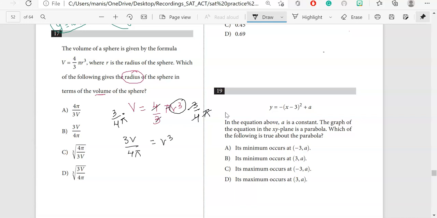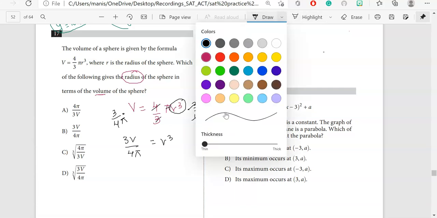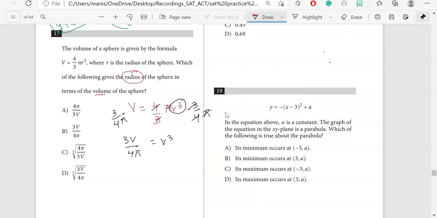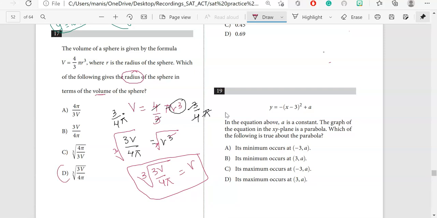is equal to r cubed. Now do keep in mind, if you are trying to find the value of r, you have to take the cube root on both sides. Cube root on both the sides. So this will be cancelled out, and your answer is: the cube root of 3V over 4 pi is equal to r. That's your answer. Do you see any answer choice which looks like this? Yes. Option D is the correct answer choice for question number 17.